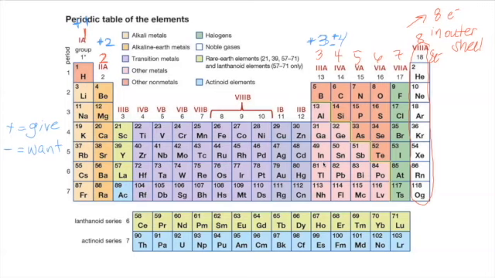But as we get to the groups to the right of 14, they start to want electrons. So you can think of the minus as being that they want that many electrons, or they're that many electrons short of a full outer shell. The pluses mean they're willing to give away that many electrons, or that they have that many electrons in their outer shell.